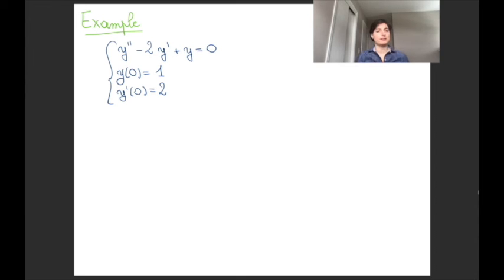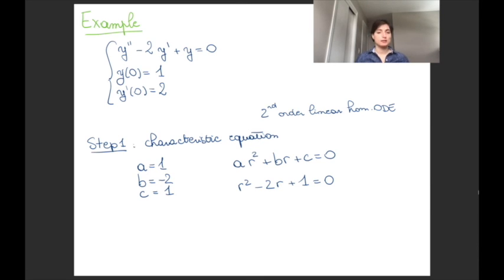Let's go and try to make an example. We have y second minus 2y prime plus y equal to 0 with some initial conditions. So y(0) is equal to 1 and y prime(0) is equal to 2. It is a second order linear homogeneous ODE. It has all the characterization for that.